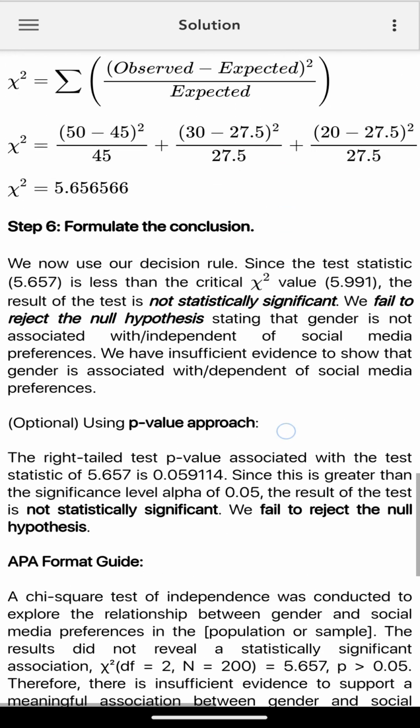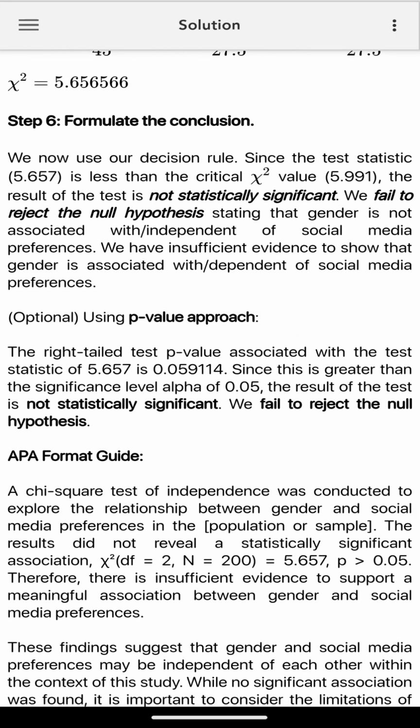And here it is. Since the chi-square statistic of 5.657 is less than the critical chi-square value of 5.991, the result of the test is not statistically significant. We fail to reject the null hypothesis. This result suggests that there is no significant association between gender and social media preferences. In other words, it seems like your preferred social media platform doesn't necessarily depend on whether you're a guy or a girl. So, go ahead, tweet or post that status update. Your choice might be more about personal preference than your gender.